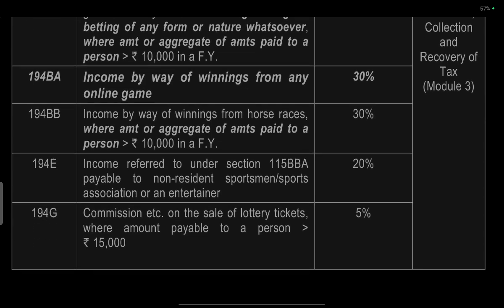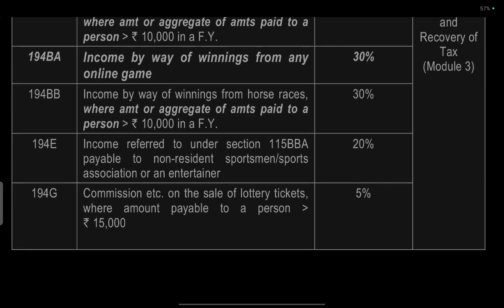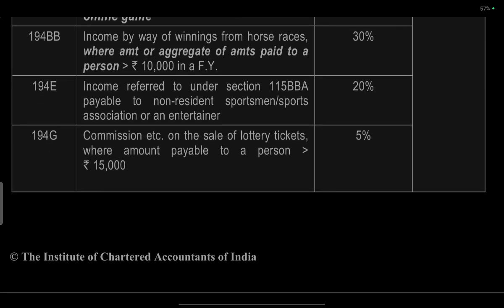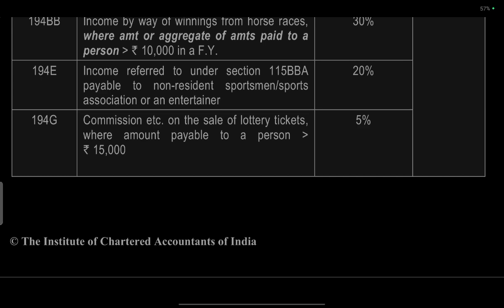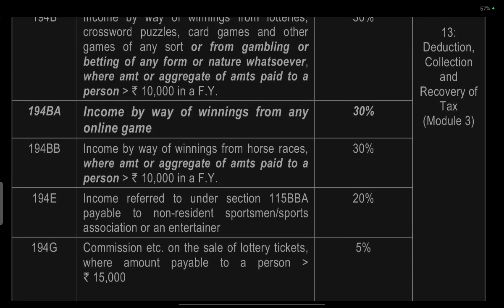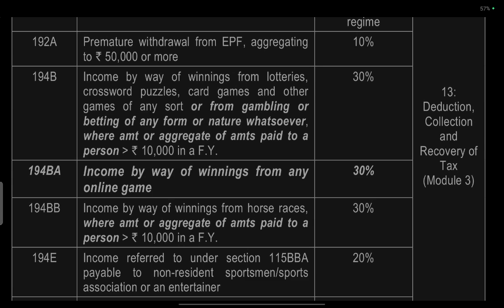Section 194BB: income by way of winnings from a horse race, where the aggregate amount paid is more than 10,000, 30%. Section 194E: income referred to in section 115BBA payable to a non-resident sportsperson or entertainment association, 20%. Section 194G: commission etc. on the sale of lottery tickets, where the amount payable to a person is greater than 20,000, deduction, collection and recovery of tax.